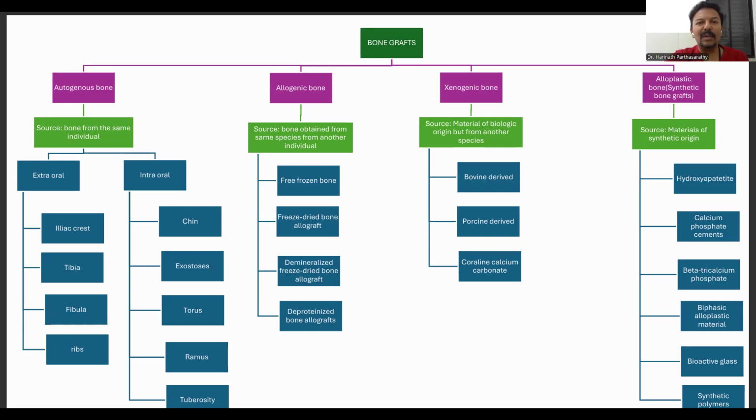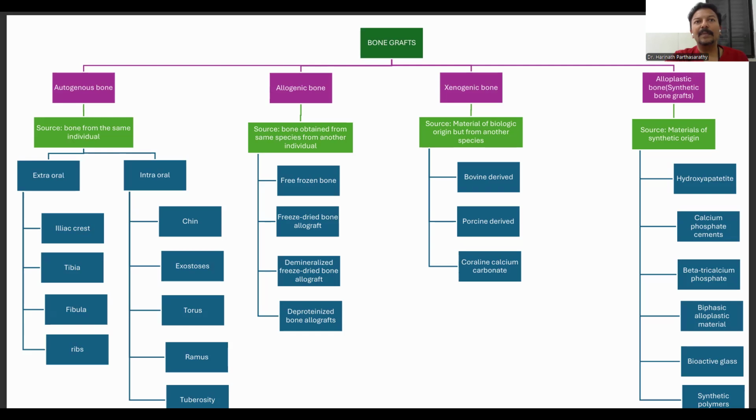The common extraoral sites for autogenous bone grafting are bone grafts taken from the iliac crest, tibia, fibula, and the ribs. And we can even take bone from the scalp.